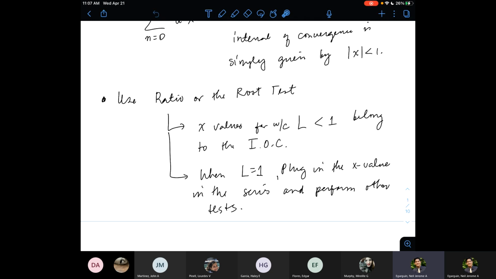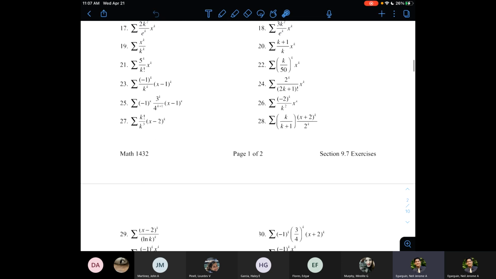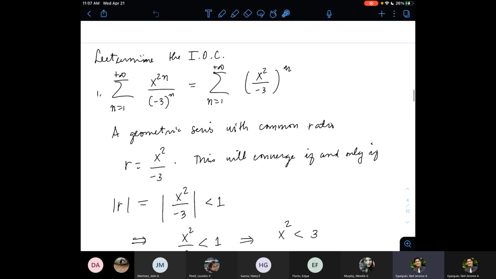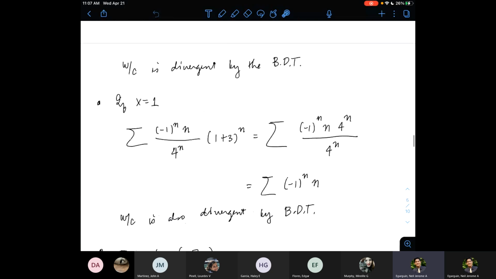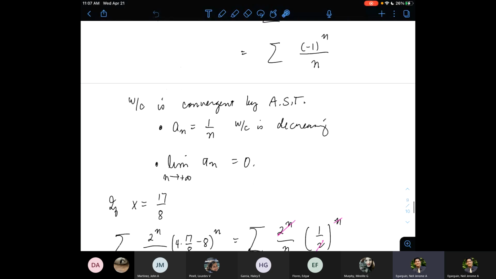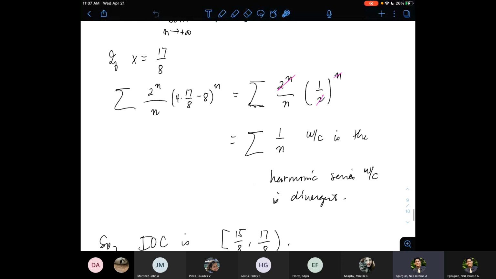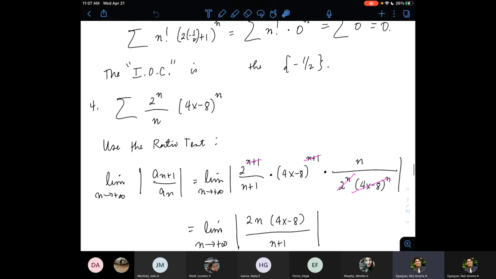But when L is equal to 1, then the ratio and the root test are inconclusive, so we need to do another test. Specifically, we need to plug in those x's at the endpoints of our interval to see whether the resulting series will converge or diverge. I guess last time we considered several examples. Let me just add one more here before I check the chat.